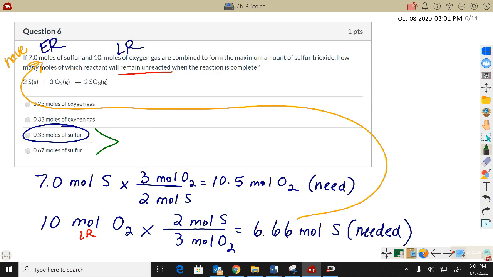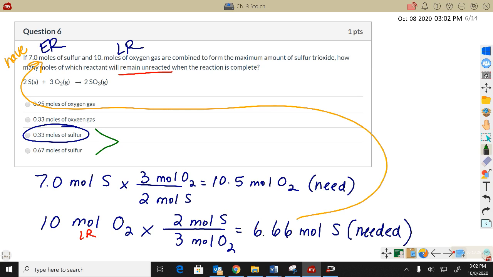All right, moving on. Number 6. 7 moles of sulfur and 10 moles of oxygen are combined to form the maximum amount of sulfur trioxide. How many moles of which reactant will remain unreacted when the reaction is complete? Okay, so first of all, we have to figure out which is the excess reactant. That should narrow it down to a 50-50 guess. And then I need to figure out how much.